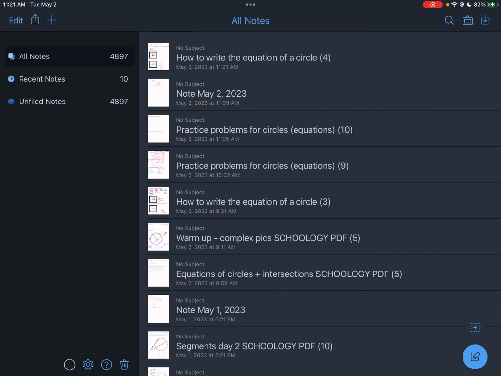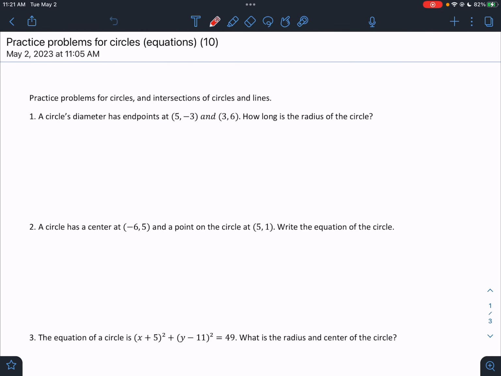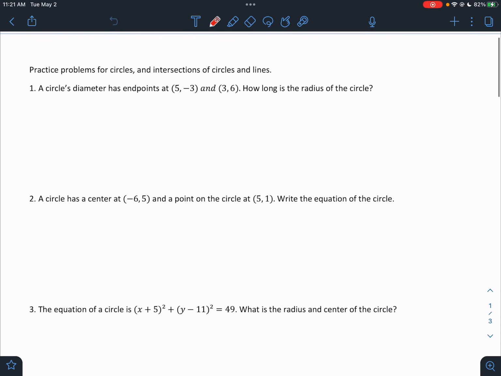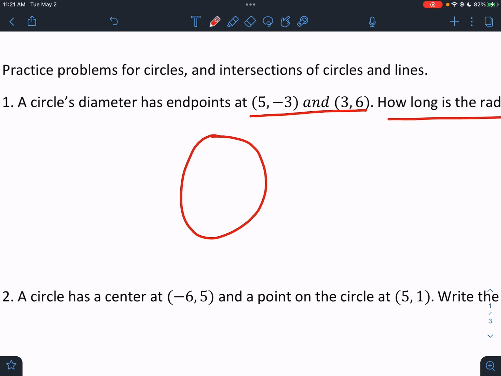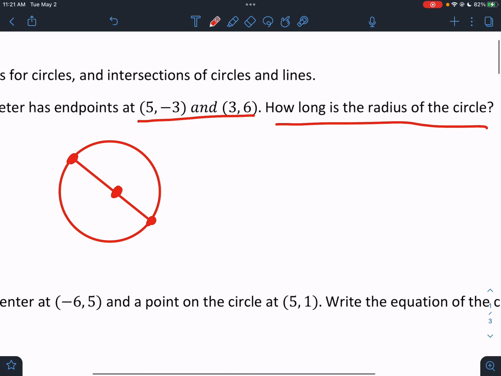All right, so let's go do today's practice, or not really practice, but like let's practice. The first question is just how long is the radius of the circle? So if I give you the diameter, right? So you have a circle, and I gave you 2 points on the circle, and they say that it's the diameter of the circle. So maybe more like this. So how long is the radius? Well, it'd be half that distance.